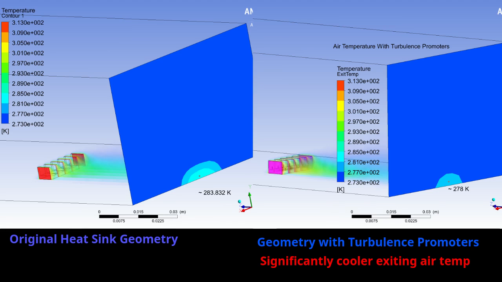The temperature of the fluid as it exited the chamber was then measured to determine which heat sink imparted the most thermal energy to the flow. The original heat sink configuration outperformed the configuration with the turbulence promoters by almost 6 degrees Kelvin, with measured temperatures of 283.8 and 278 Kelvin respectively.